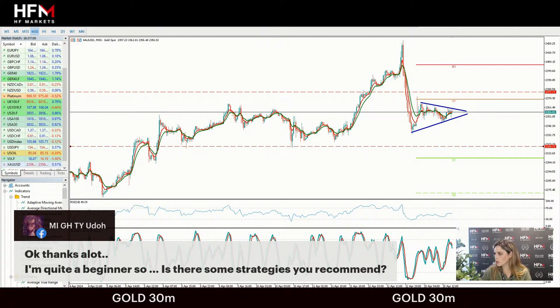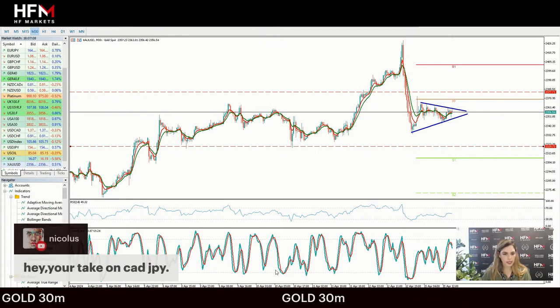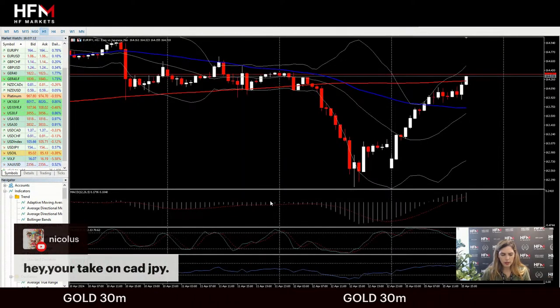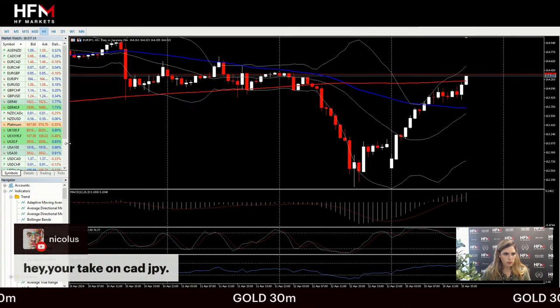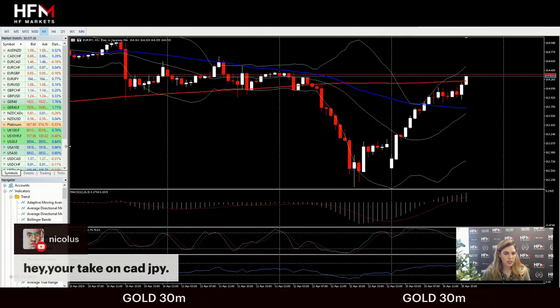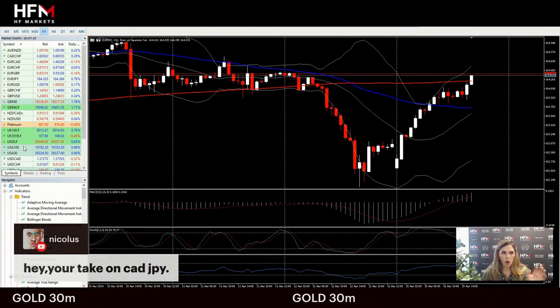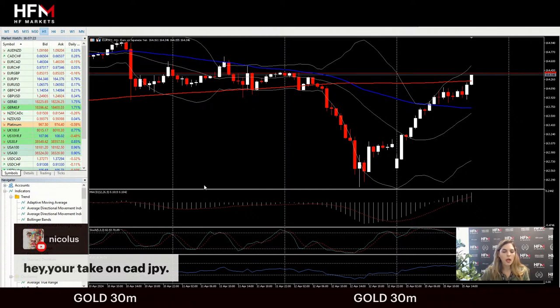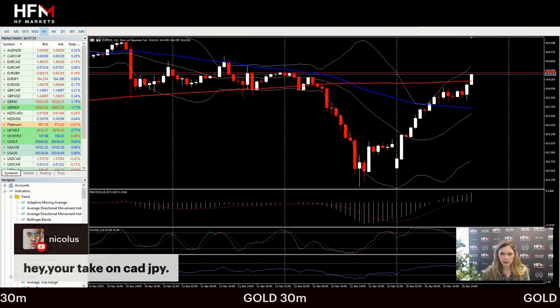CAD yen, of course. Nicholas, CAD yen, of course. In general, the yen crosses were very, very significant, the hot topic of the hot assets of the whole year, if you ask me.